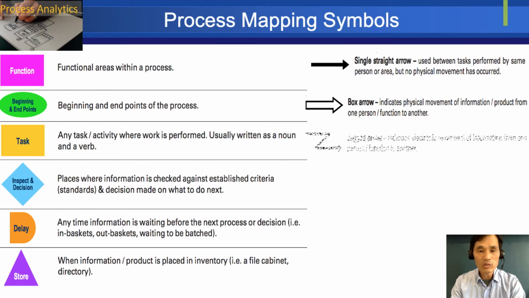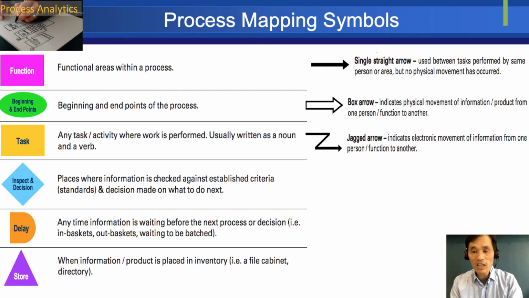The third type of arrow is the jagged arrow. Jagged arrow denotes electronic movement of information. Nowadays, we often use electronic transactions, so at that time we want to use the jagged arrow.